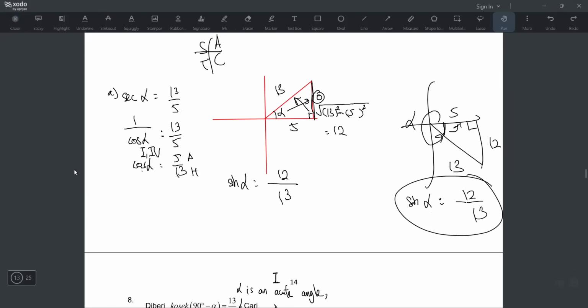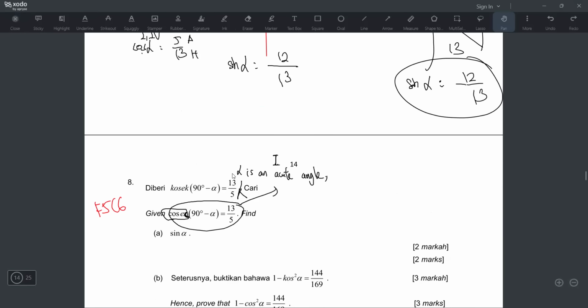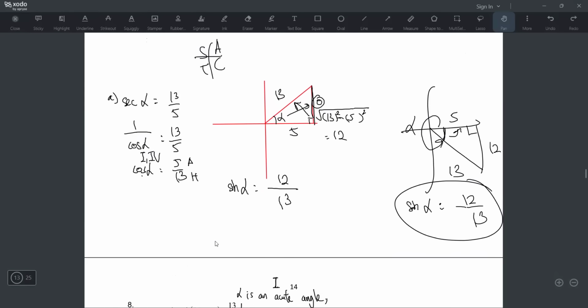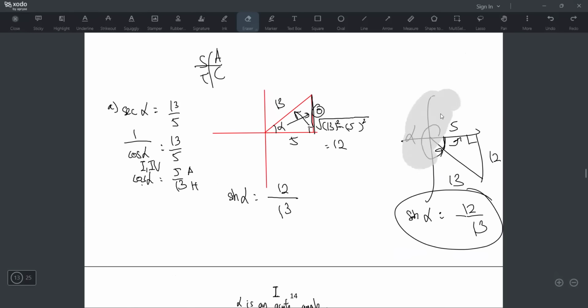That's why I say I don't like this question. Because it never mentioned which quadrant alpha is in. That's why I asked you to add this. We just assume it's quadrant 1. So actually they should tell us.